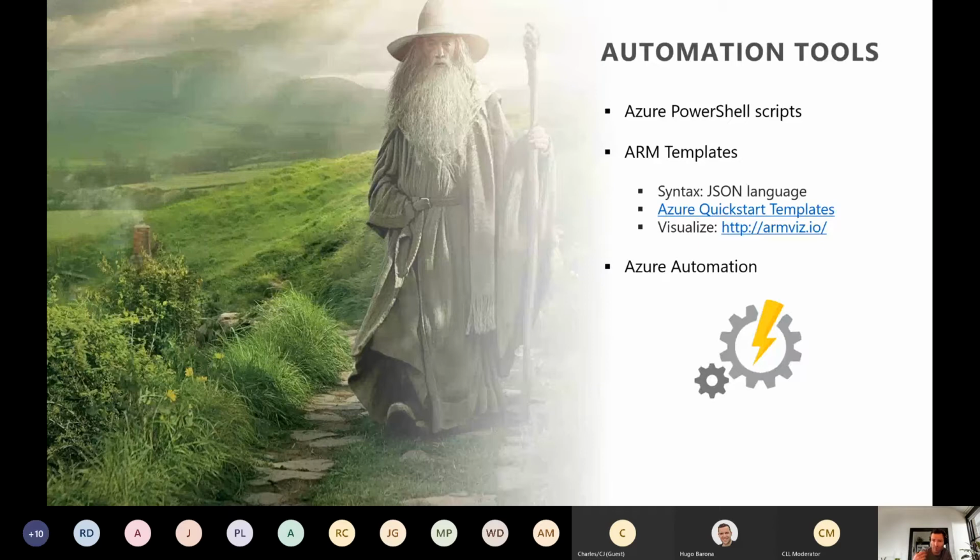For example, you can use the Azure portal to create a template based on the resources in an existing resource group, which you created in advance through the Azure portal itself. Or you can start with an Azure Quick Start template.